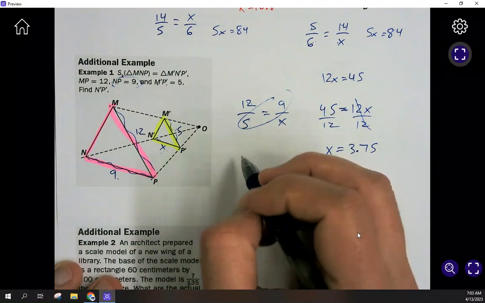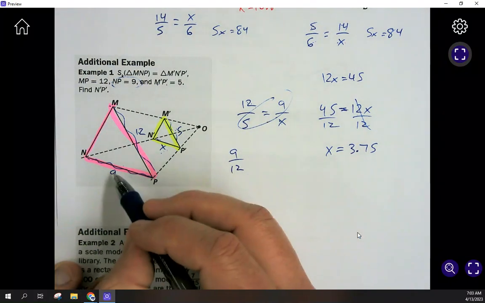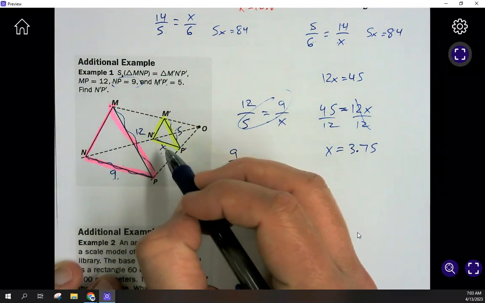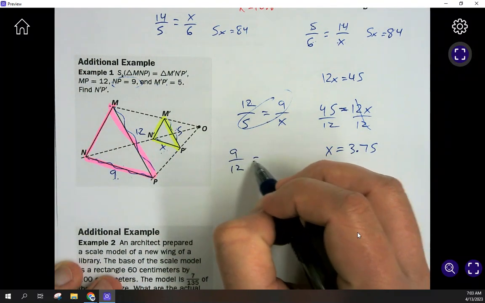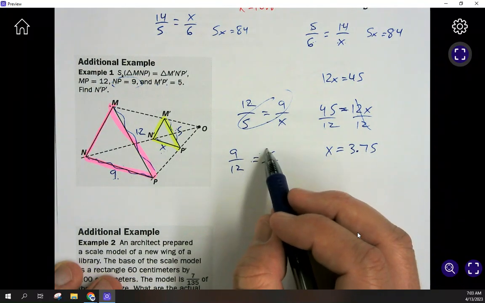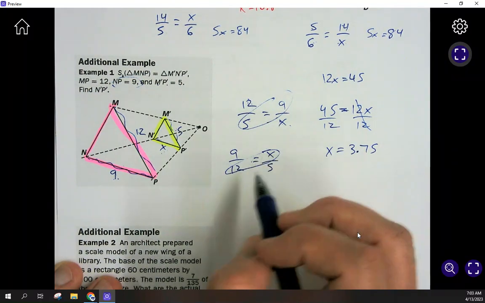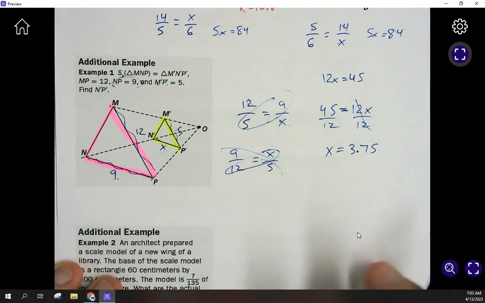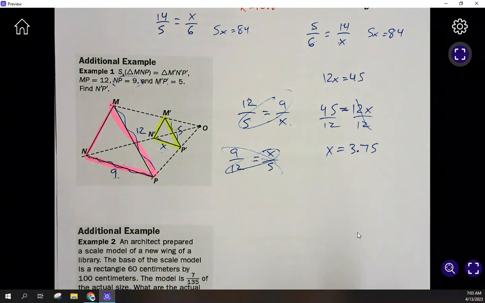Again, I could have set this up 9 compares to 12. This side compares to this side the same way this side compares to this side. X compares to 5. Again, when I cross multiply, I would still have 12 times x, and I would still have 9 times 5. So I would get the same answer.